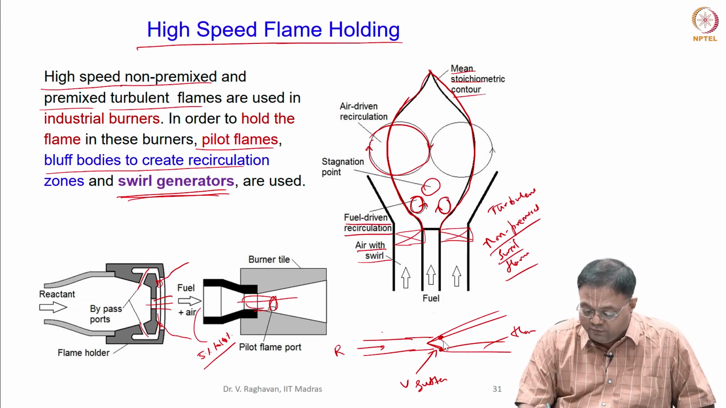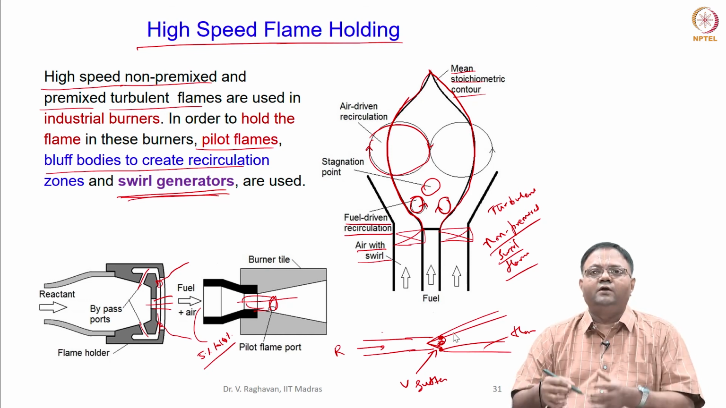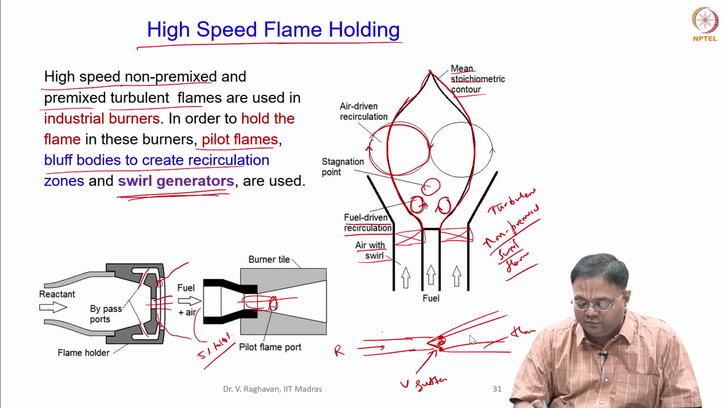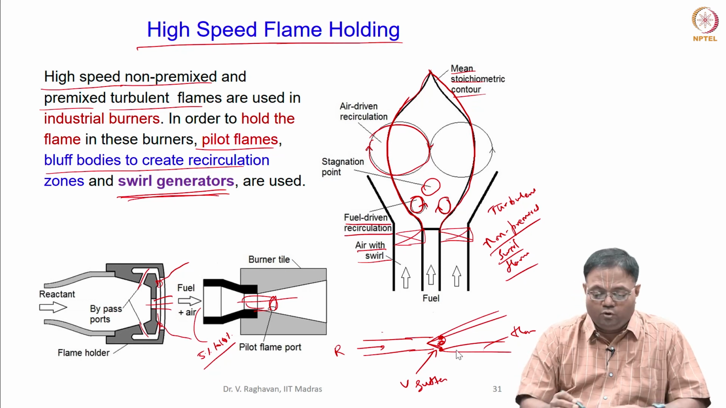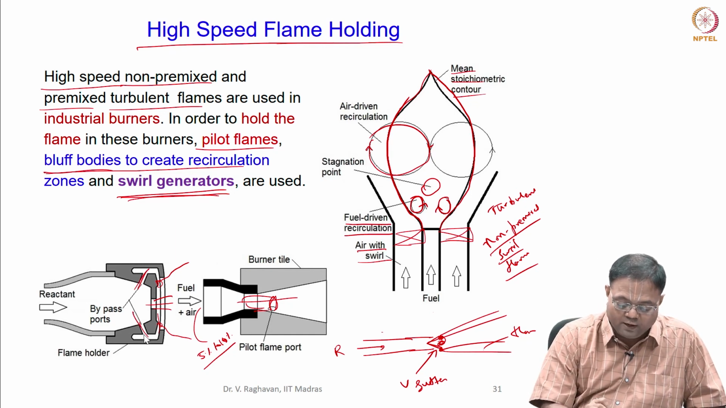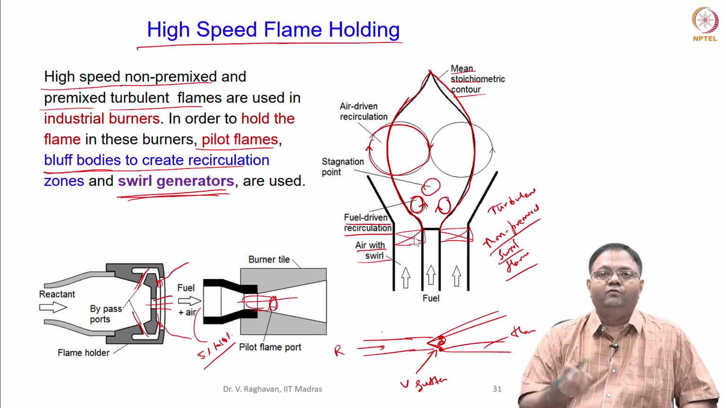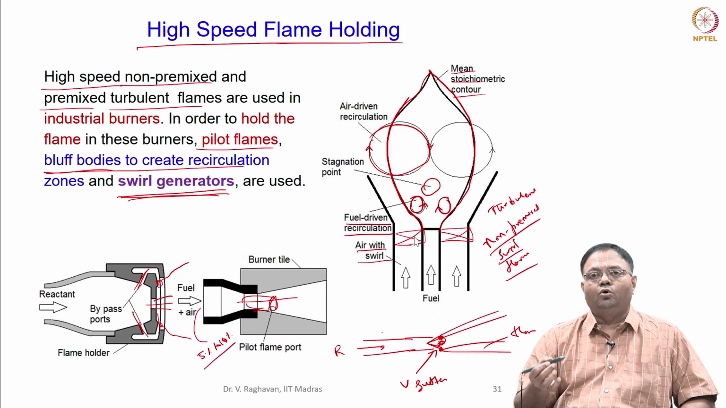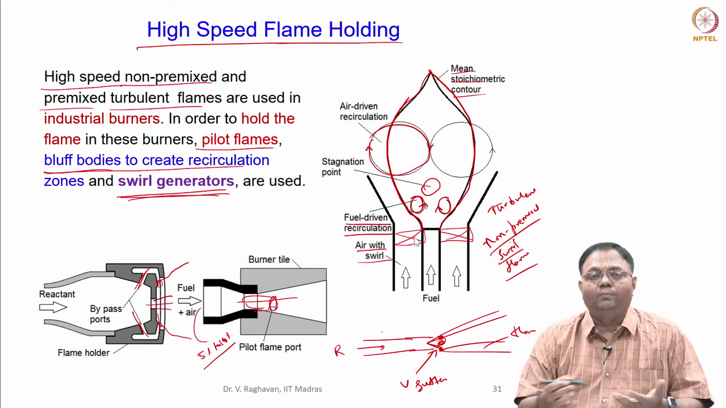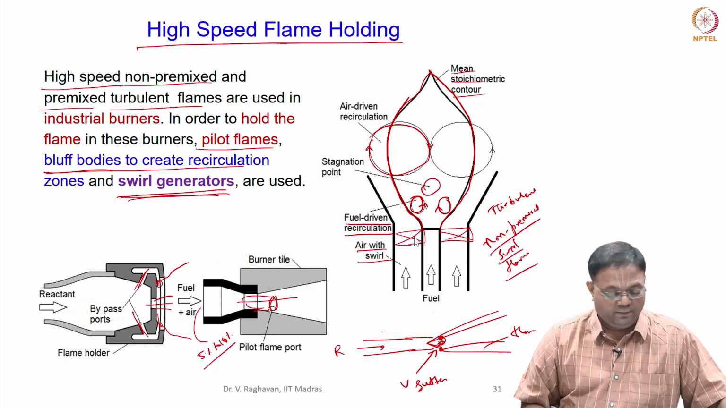Because there will be a recirculation zone in this position, that will reduce the velocity, and the residence time will be increased, so that the flame anchors in the V gutter. So, bluff bodies can be used, this type of bypass ports can be used, and the pilot flames are used, or swirl components can be used. So, when we have higher speed, then we cannot control the liftoff, etc. We have to use some of these techniques to do that. So, this is the turbulent flame characteristics.